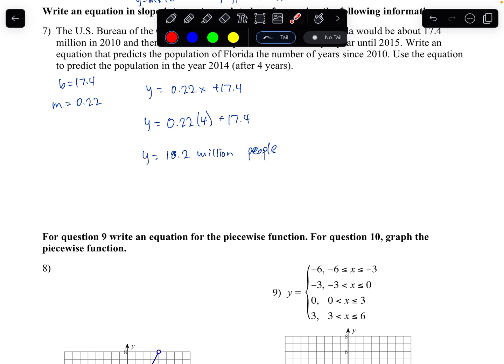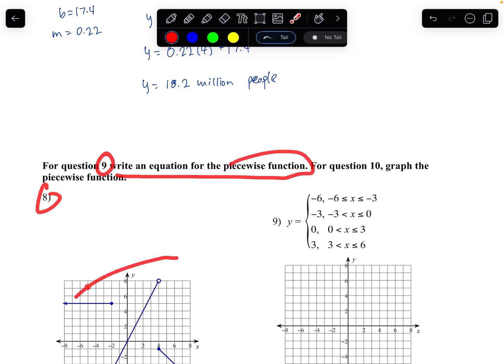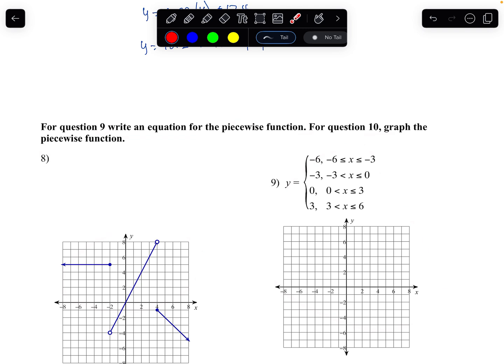For question 9, write an equation. Oh my goodness, sorry. The order in which this is written is incorrect. So this should be for question 8. Write an equation for the piecewise function. For question 10, you're going to graph this piecewise function. Sorry, I didn't notice that.